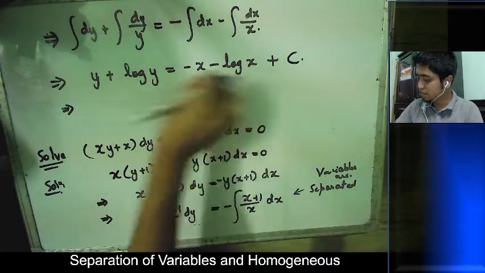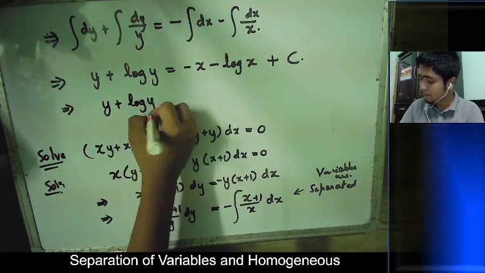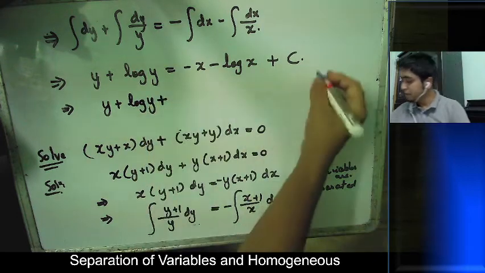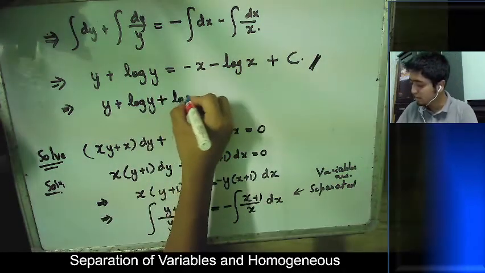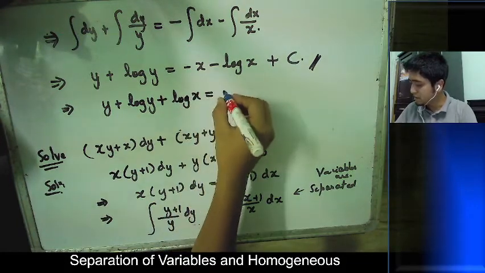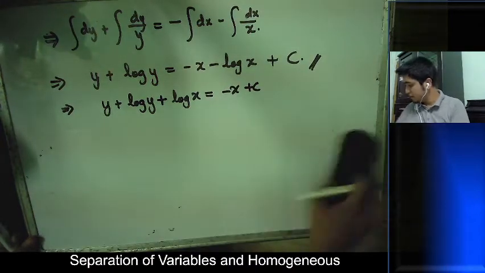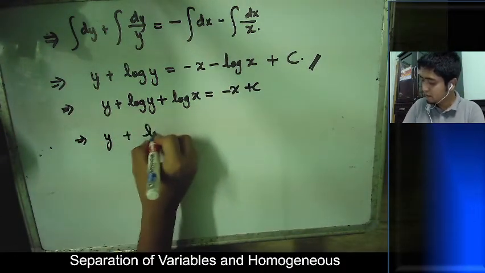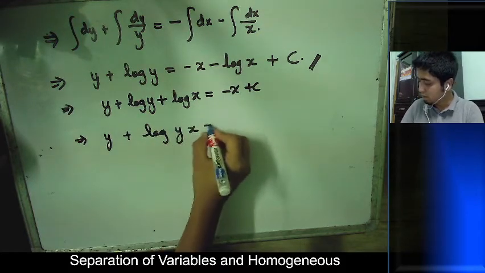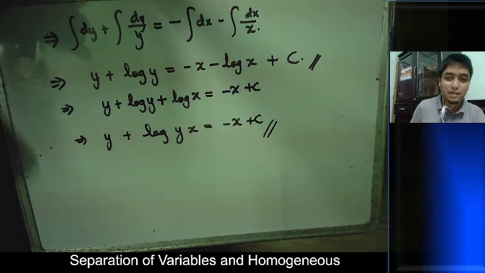So we can take this one to this side. Keep the logs on one side. In fact, you can even end the solution over here, but we can simplify further if you wish. log yx equals minus x plus c. So this is the required solution.